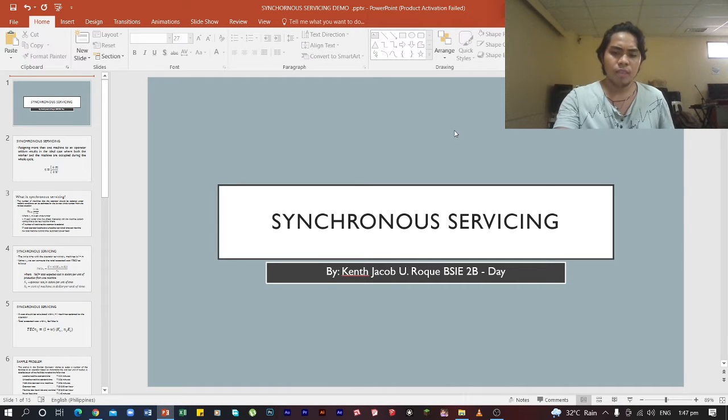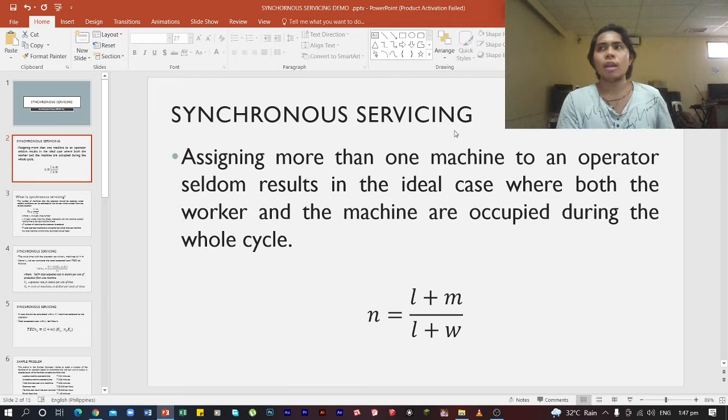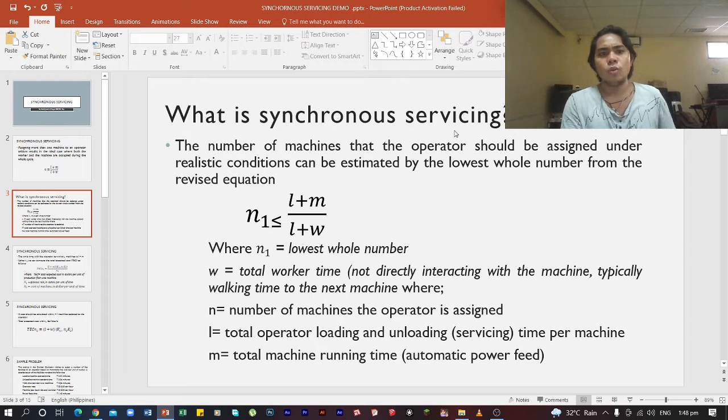So, synchronous servicing is more likely a one-way tool in any different company, because they're assigning more than one machine to an operator. It is an ideal case where both the worker and the machine are occupied during the whole cycle, which they came up with this formula: n equals (L plus M) over (L plus W). What is synchronous servicing? It is the number of machines that the operator should be assigned under realistic conditions, and can be estimated by the lowest whole number from the revised equation.